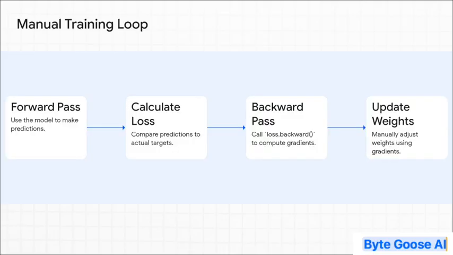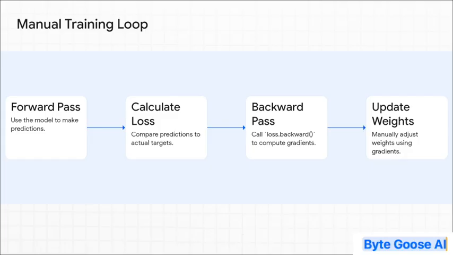Okay, we've got our ingredients. Now let's cook. We build our manual training loop. Step 1, the forward pass. We just push our data through the model and get a prediction. Easy enough. Step 2, calculate the loss. We just check how far off our prediction was from the real answer. Step 3, the backward pass.